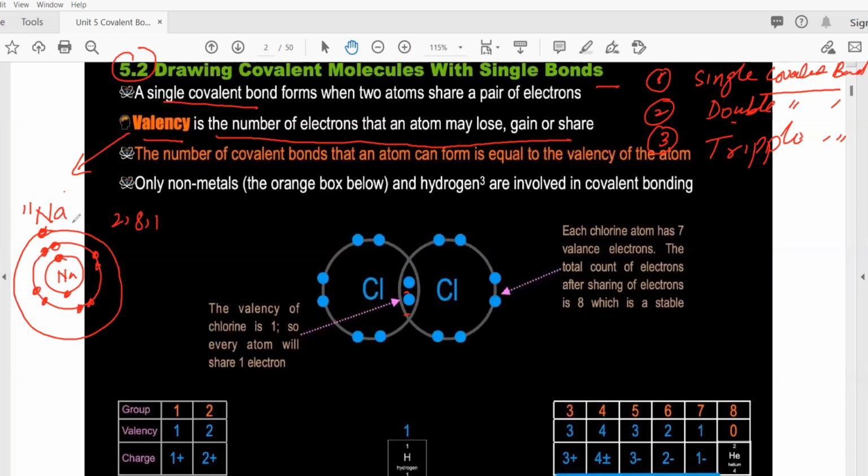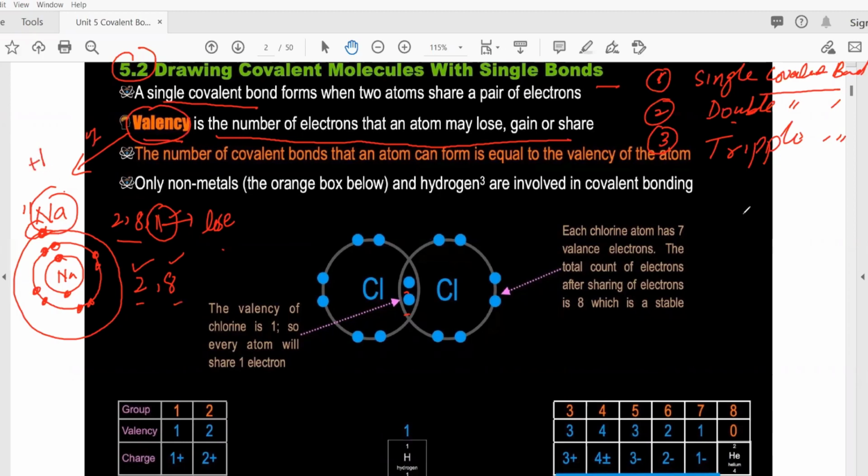It means that if sodium wants to complete its last shell, it will lose this one electron. After losing, how many shells are left? Two, 2 and 8, and they are complete. So in this way, sodium gets a stable outer shell by losing an electron. So how many electrons can sodium lose? One. So its valency is 1. It is losing, so we can say +1.